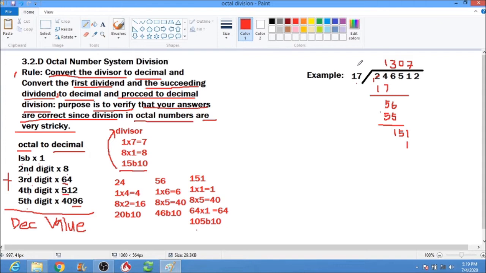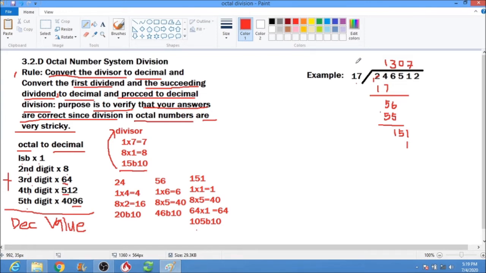48 divided by 8, and that will be equal to 6. Okay? So 6. No, 49. 7 times 7 is 49.